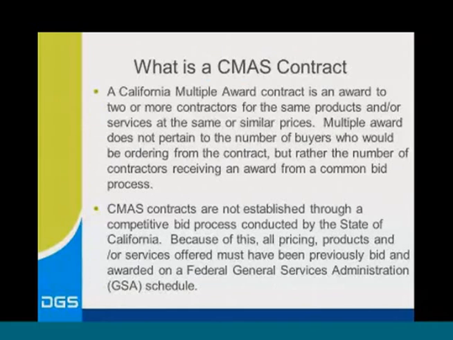First of all, what is a CMAS contract? A California Multiple Award contract is an award to 2 or more contractors for the same products and/or services at the same or similar prices. Multiple does not pertain to the number of buyers who would be ordering from the contract, but rather the number of contractors receiving an award from a common bid process.